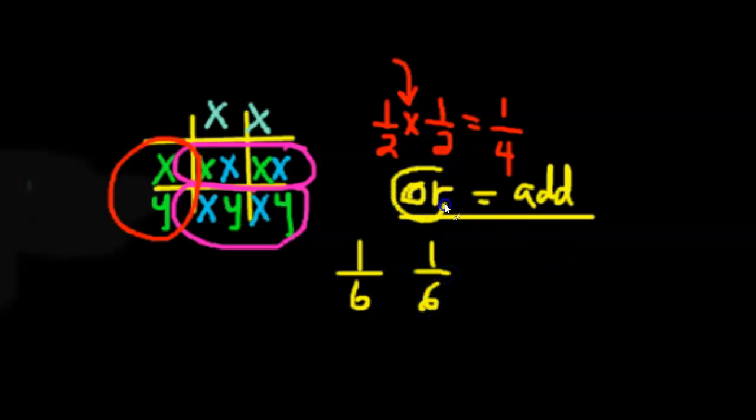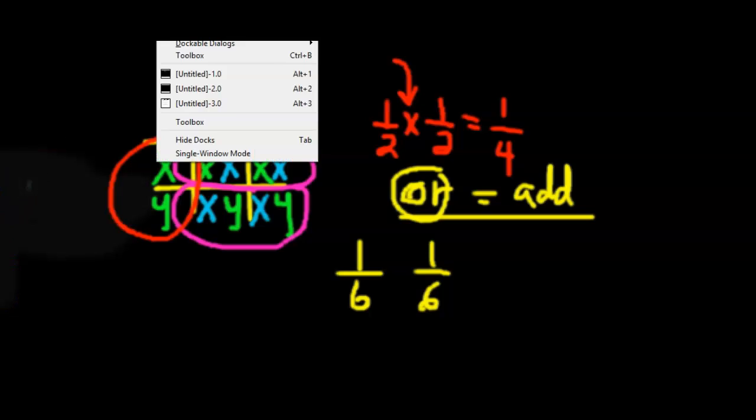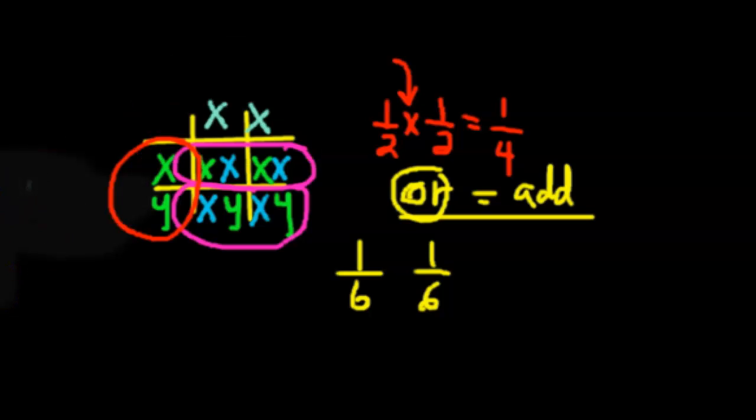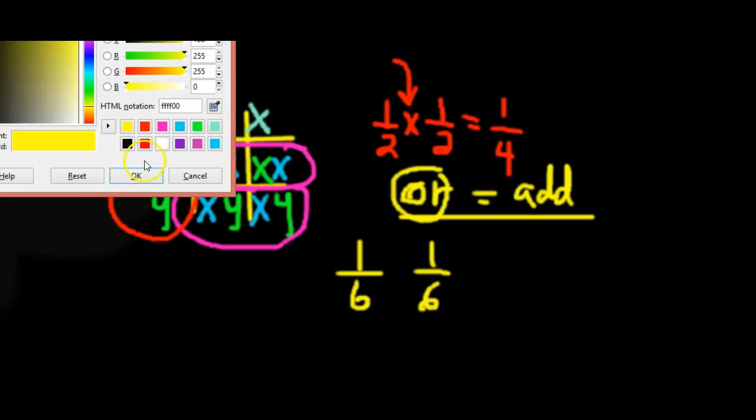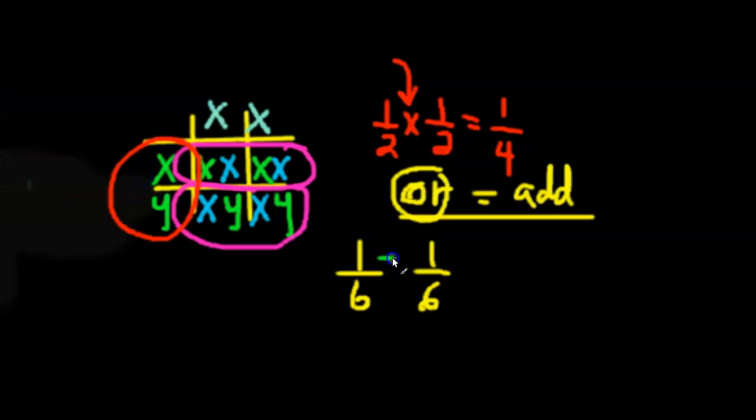Because it says or, we are going to add them. Don't multiply. So what are we going to get? 1 plus 1 is 2. 2/6, which equals 1/3.